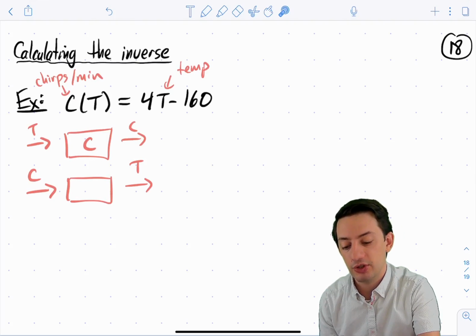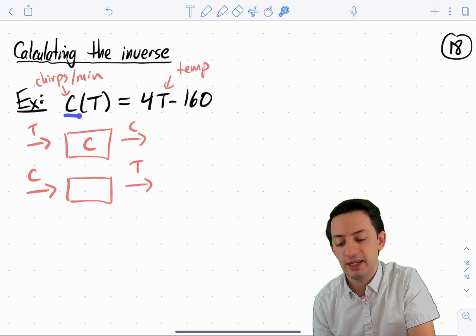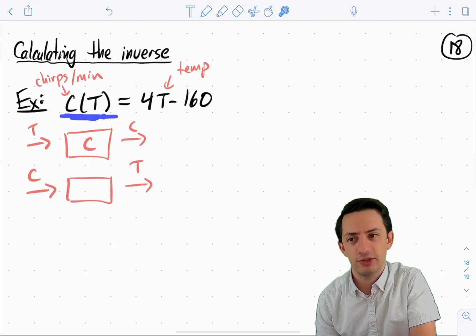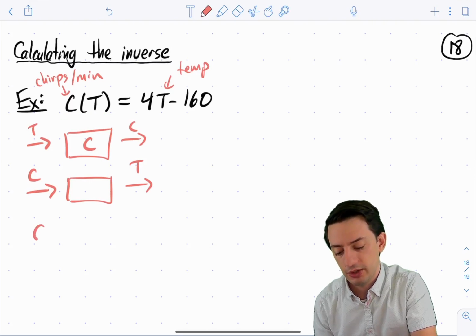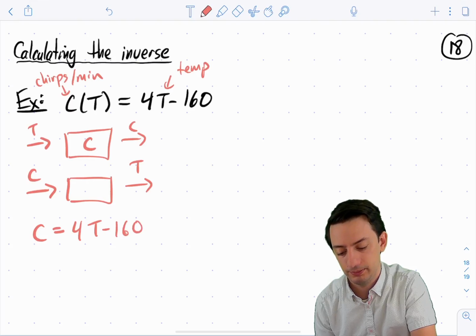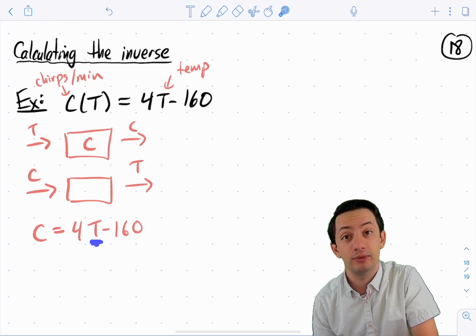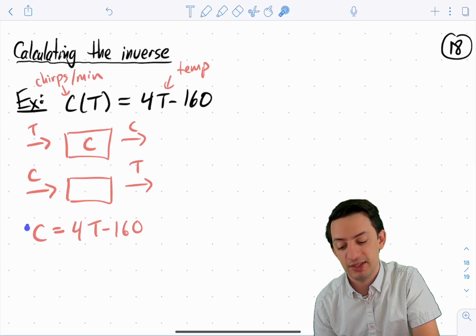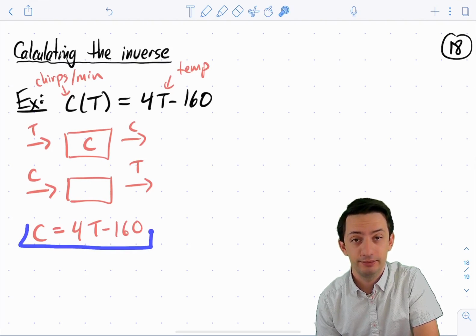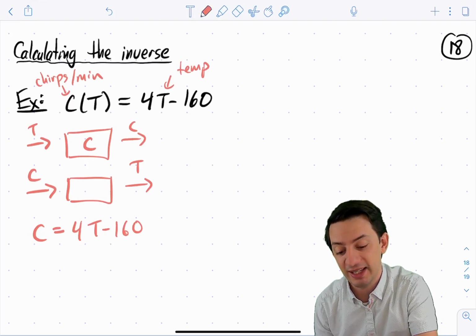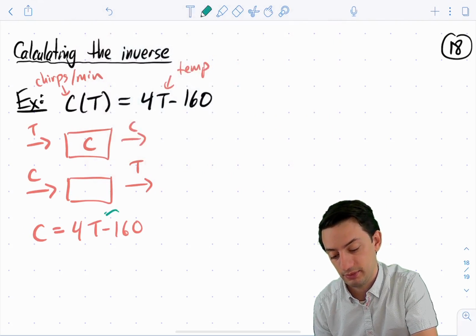So the way that we're going to solve this, we're going to write this c of t. The of t here is a little bit superfluous. So let's just write this as c equals 4t minus 160. We want to solve for the independent variable. In the original function, c depends on t. We want to reverse it so that t depends on c. That means we want to isolate t.